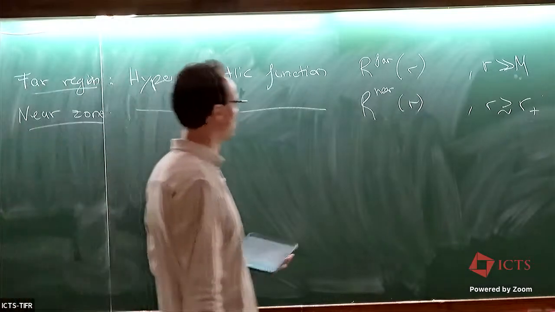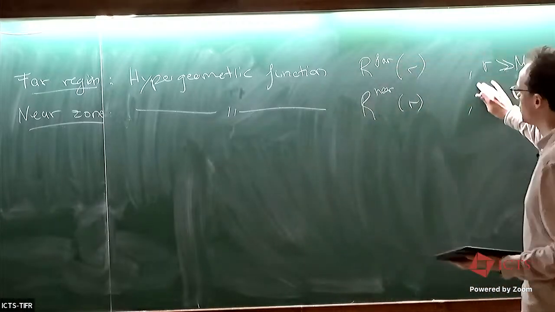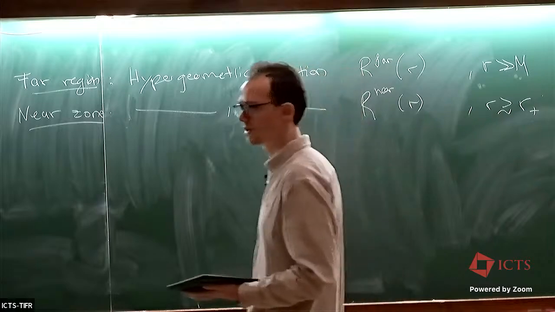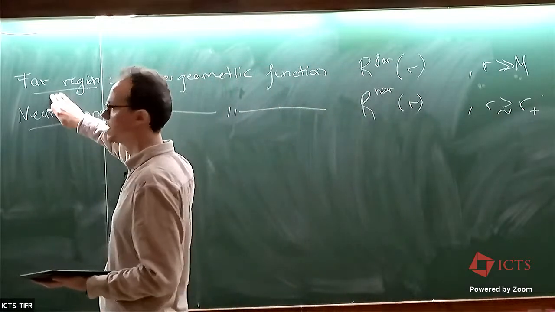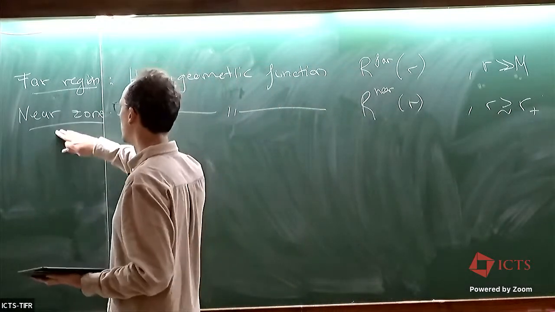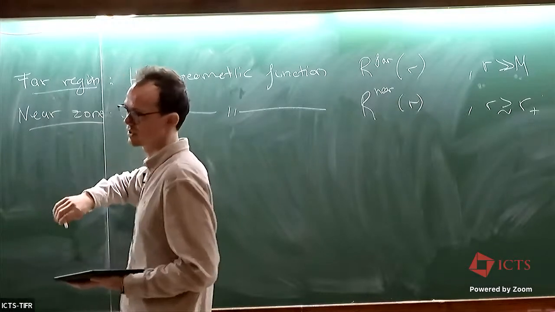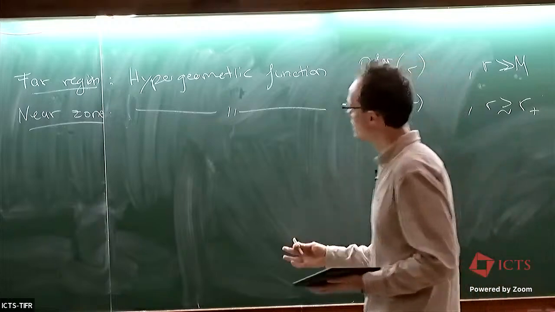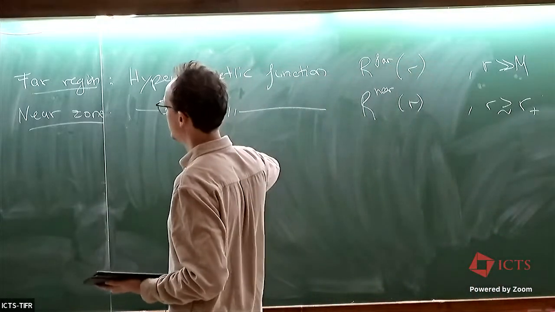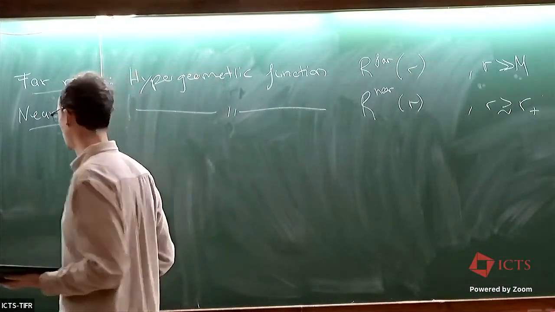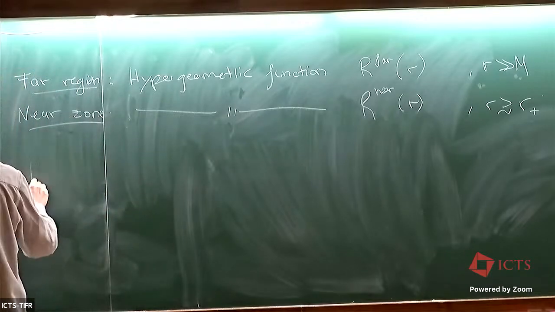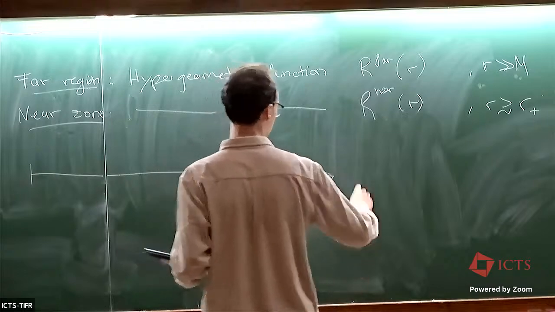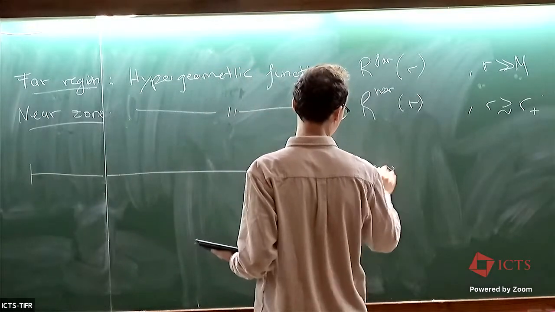Okay, so now we end up with two quote-unquote solutions, but in different regimes. One solution is valid in the far zone, but not in the near zone, and one is valid in the near zone, but not in the far zone. But we can engineer these equations in such a way that there is an overlap region in which the two are valid. Okay, so let me draw this like this. So r to infinity corresponds to this.